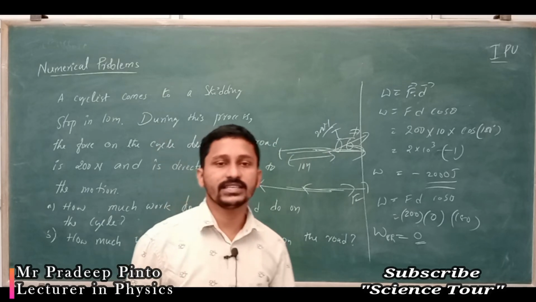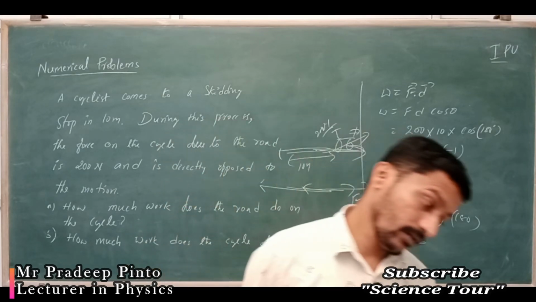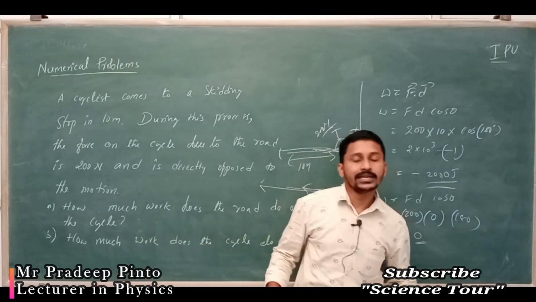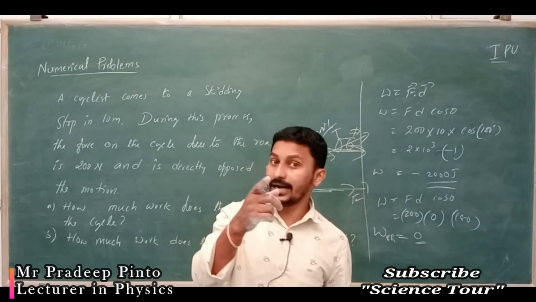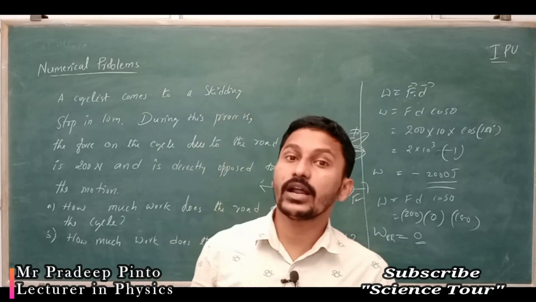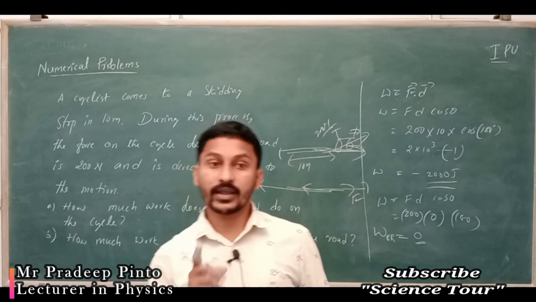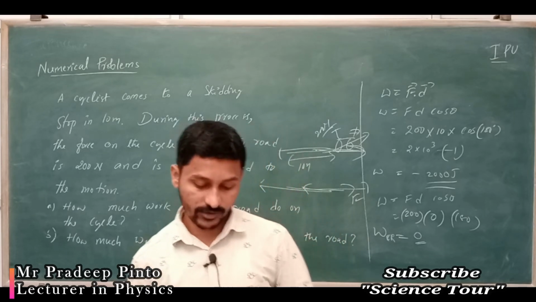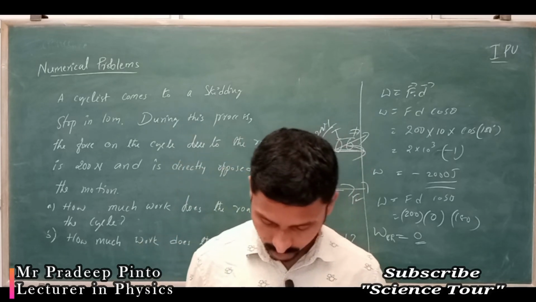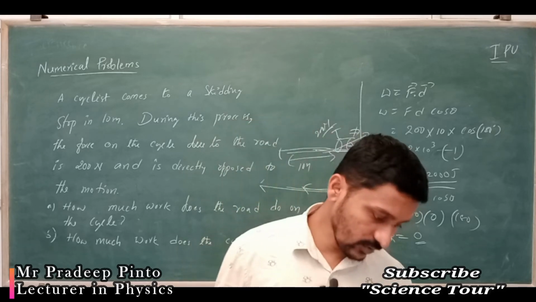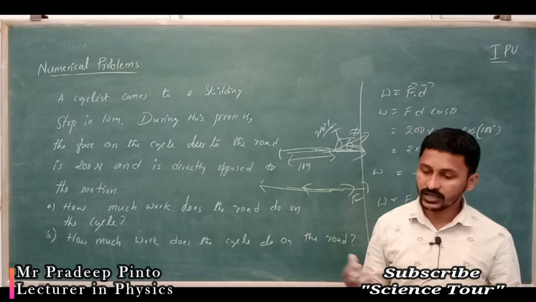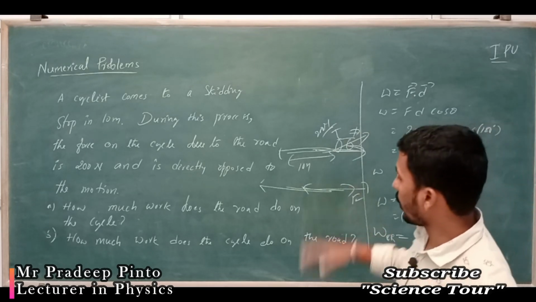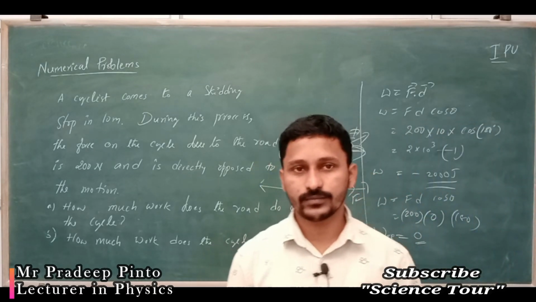That is what you have studied in the case of Newton's third law. It says that there is equal and opposite force, but the work done by the equal and opposite forces need not be the same all the time. Okay, need not be the same. So even though the forces are equal and opposite, the work done need not be the same. So the work done by the bicycle on the road is 0.